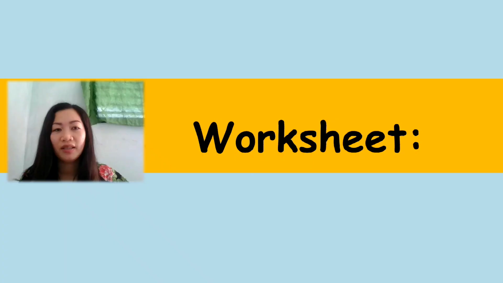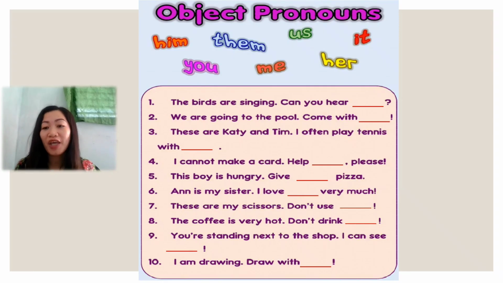So that's the end of our game for today. I hope you like it and I hope you enjoy it and I hope that you learn something new. And this would be your worksheet for today. All you have to do is to write the object pronoun in the space provided. We have the object pronouns him, them, us, it, her, me, and you. We have 10 items and all you have to do is to write the correct answer on the space provided.